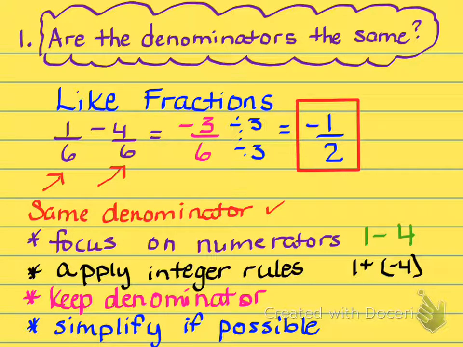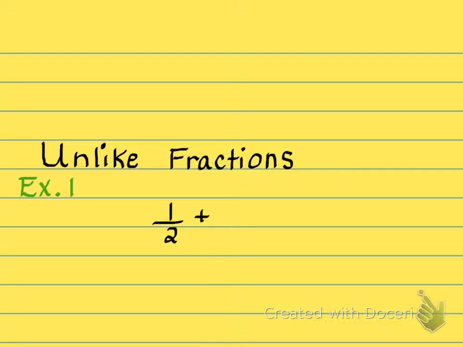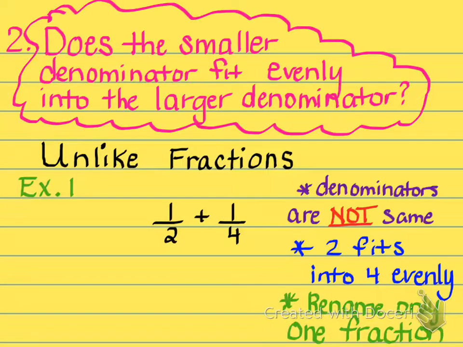So now for our next option, we are going to look at unlike fractions. So the unlike fractions, the example that we're going to have will be this one, and it says, does the smaller denominator fit evenly into the larger denominator? So you'll see unlike fractions, example 1, 1/2 plus 1/4. And you'll see my note off to the side. It says denominators are not the same, so 2 and 4 are obviously different, but see in blue I have 2 fits into 4 evenly. So now we're only going to rename one fraction.